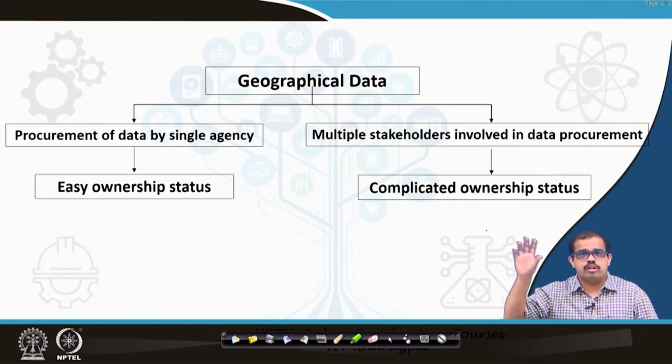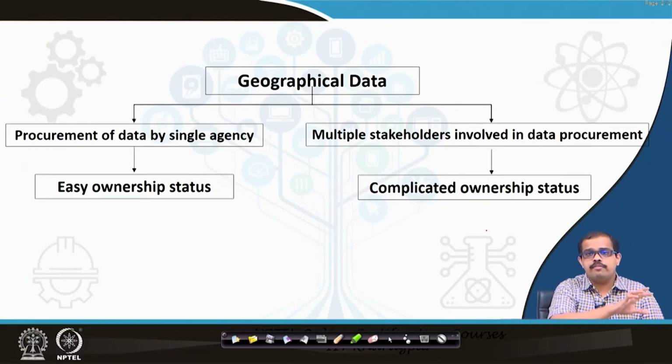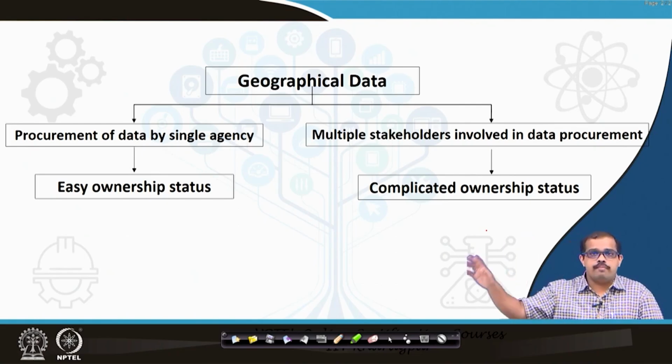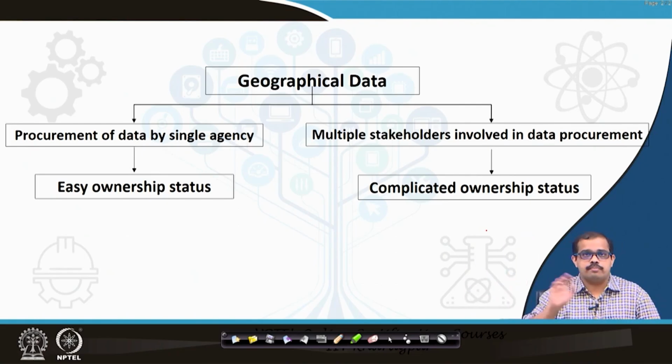When you look at geographical data, you have procurement from a single agency, or you have multiple stakeholders when you are procuring such data. If you have a single agency that has the ownership, then you can easily get the ownership status. But if you have multiple stakeholders, then it is extremely complicated. That is where today's GIS data is failing the consumer or the user who has to consume this data for his or her daily activities.